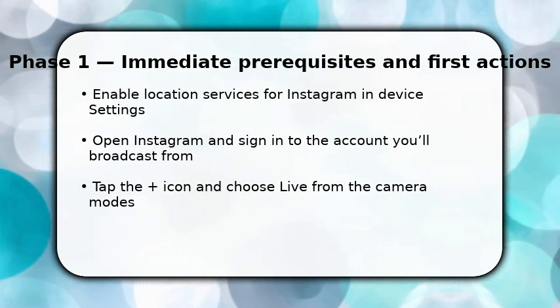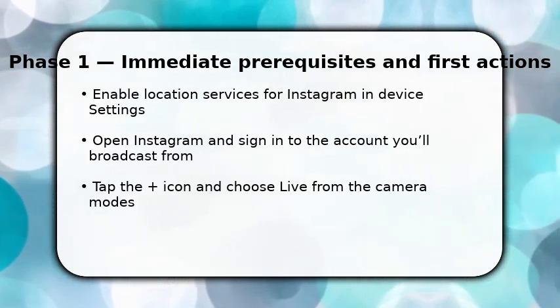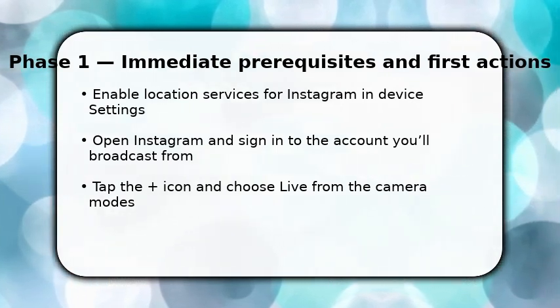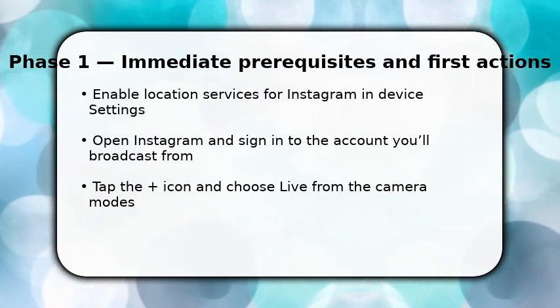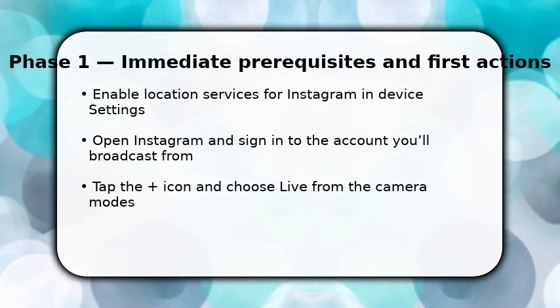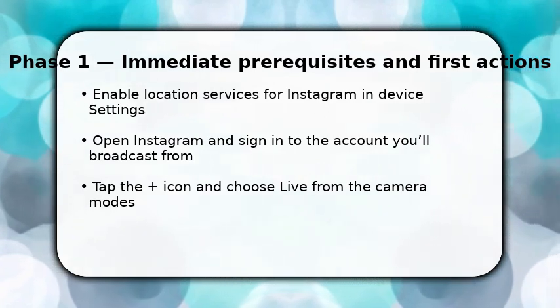Now tap the plus icon, swipe to live mode, and let the camera initialize. You're already in live mode. Keep an eye on the small location indicator. If prompted, grant any in-app location permission, so Instagram can attach location data to your live session.